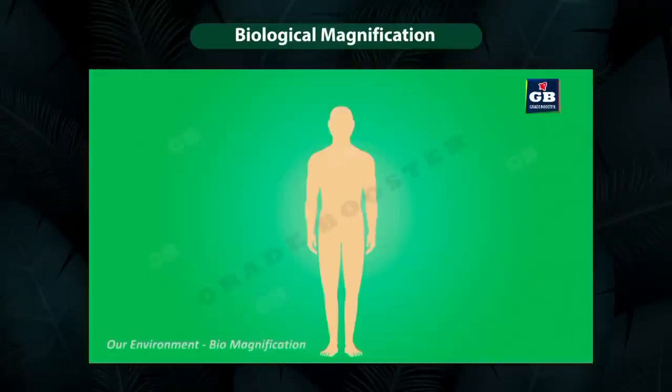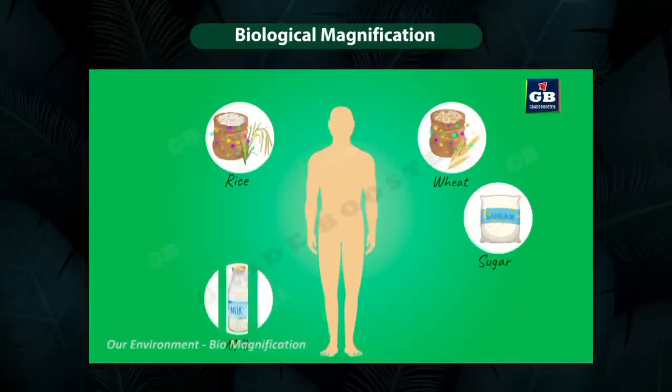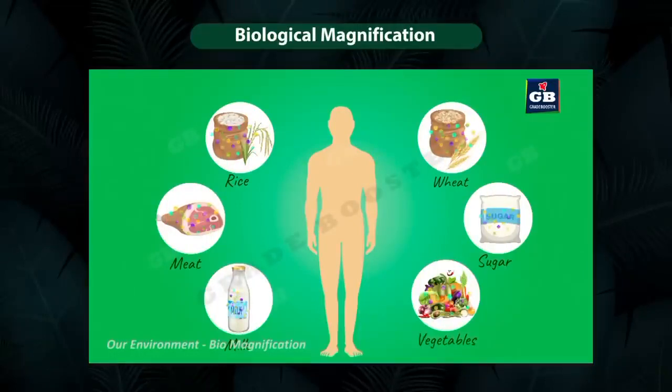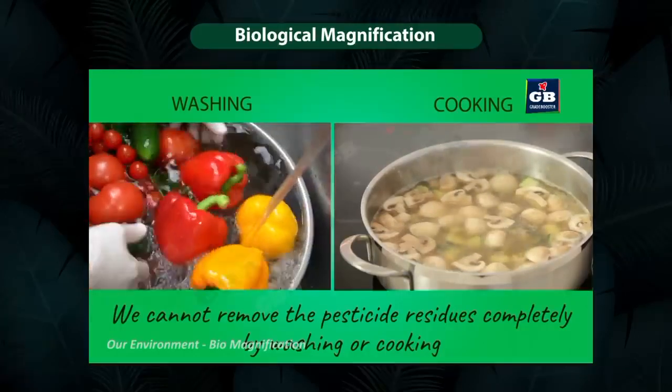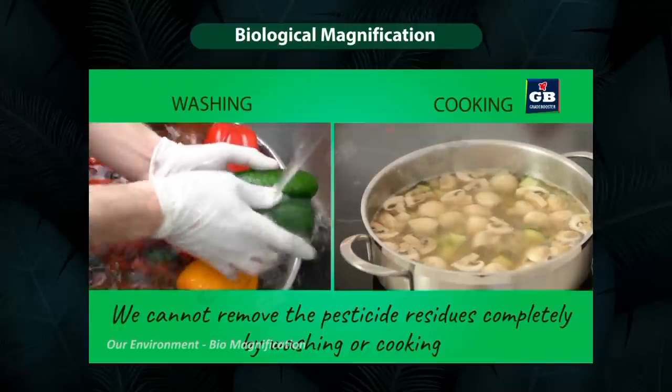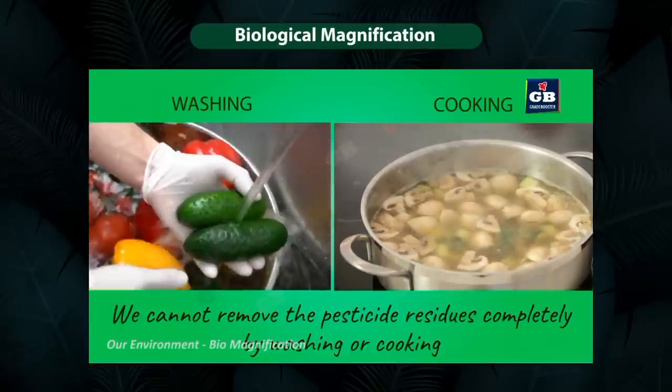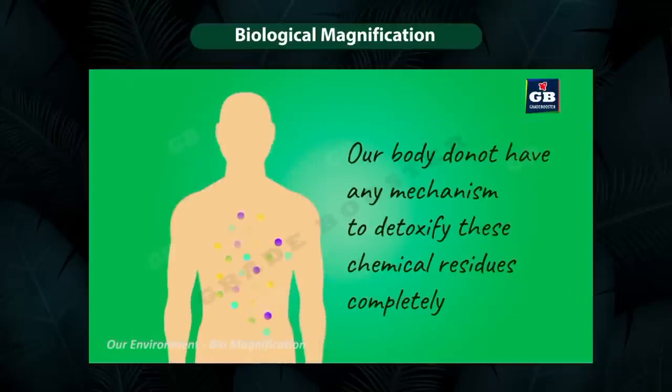Every day, we use many food ingredients like rice, wheat, sugar, milk, meat, and vegetables. All these things we source from either plants or animals. Pesticide residues from these ingredients enter our body. Even though we wash our food ingredients thoroughly, and even though we cook them properly, we cannot completely remove the pesticide residues from them. Unfortunately, our body cannot detoxify these chemical residues completely. Our body cannot excrete them also. Hence, they remain in our body and cause various health problems. This is all about biological magnification and its impact on our health.